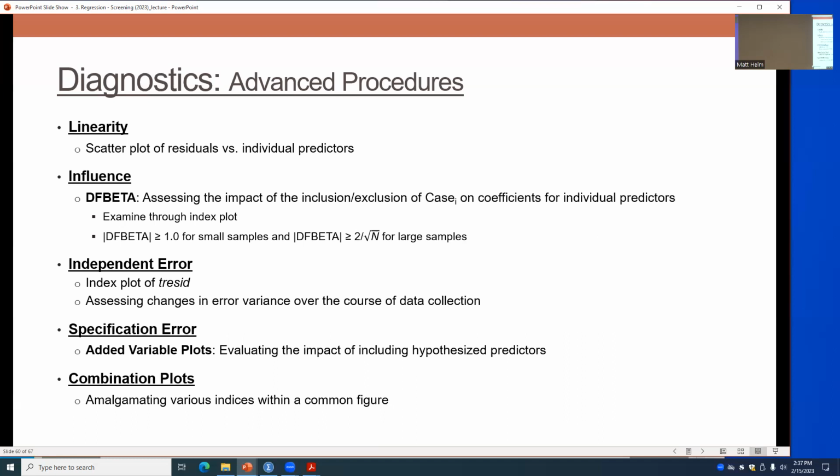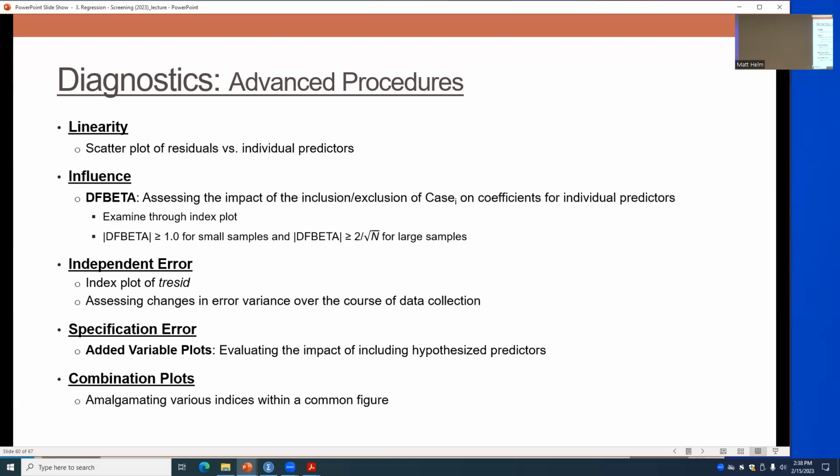Procedures for looking through there, looking at independence of your error. If you're worried about autocorrelation in your data set, like, am I getting better? Is my model better at predicting cases that were collected later in my data or in my study as opposed to those at the beginning?